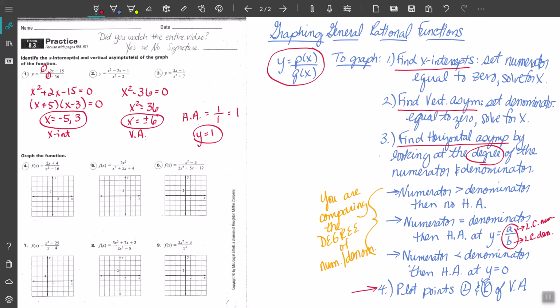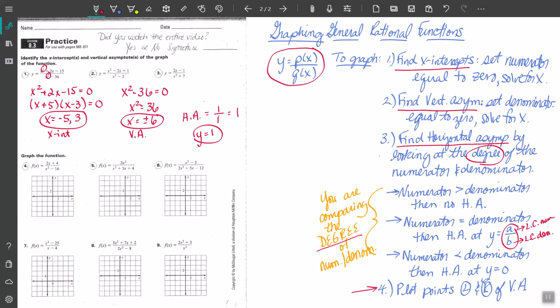Remember, we're talking about the degree of the numerator. We're not talking about whether the numerator itself is less than the denominator, which we can't even tell from this form. But keep that in mind. We're talking about the degree. So in number 3, the degree of the numerator is less than the degree of the denominator, so the horizontal asymptote is at y equals 0. Up here in scenario 1, if the degree of the numerator were greater than the denominator, then there is no horizontal asymptote. Okay, so those are the 3 possibilities.